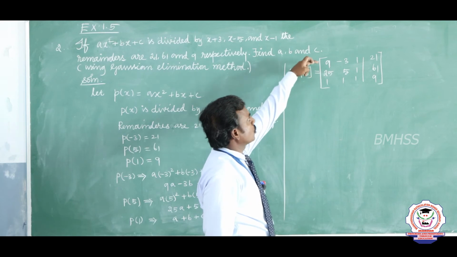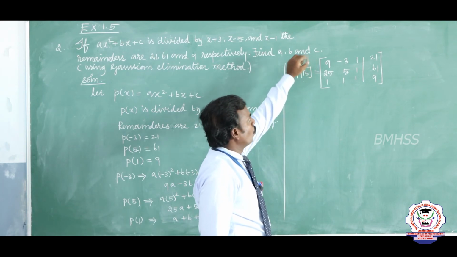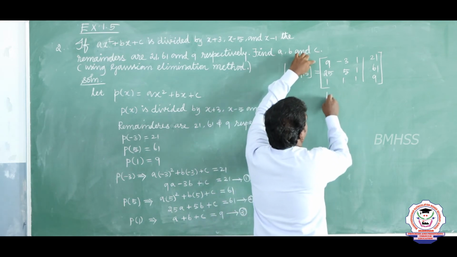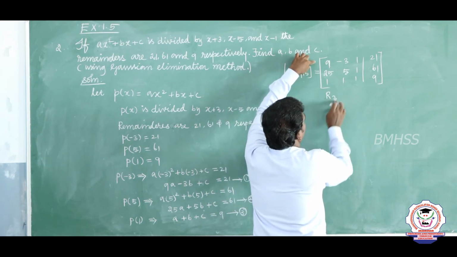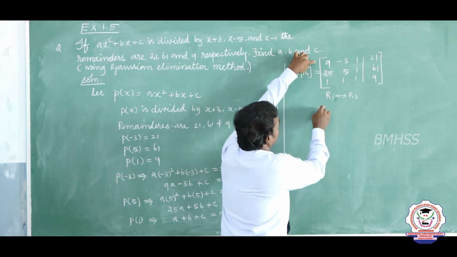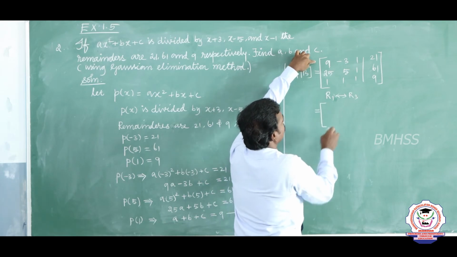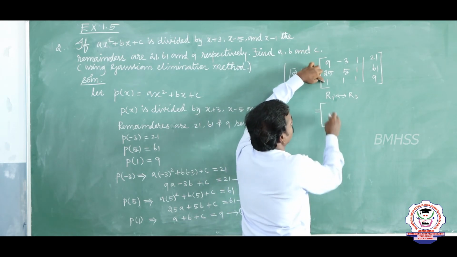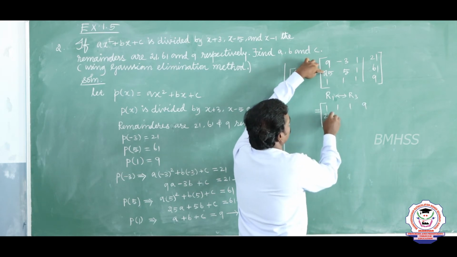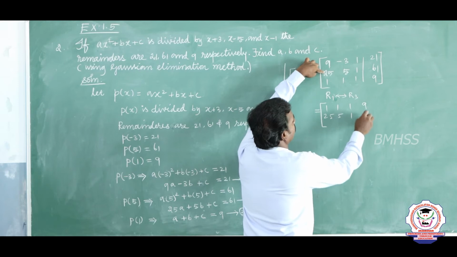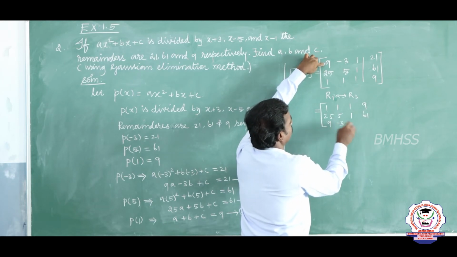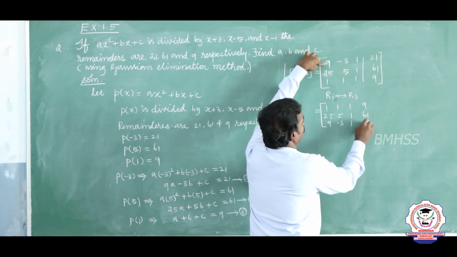This matrix I want to transform into echelon form. Listen, always in the first row, first column I want to get 1 because it will be easy to solve. So I am going to interchange the rows, R1 and R3. After the change, the first row is 1, 1, 1, 9. The second row has no change: 25, 5, 1, 61. And the third row: 9, minus 3, 1, 21.